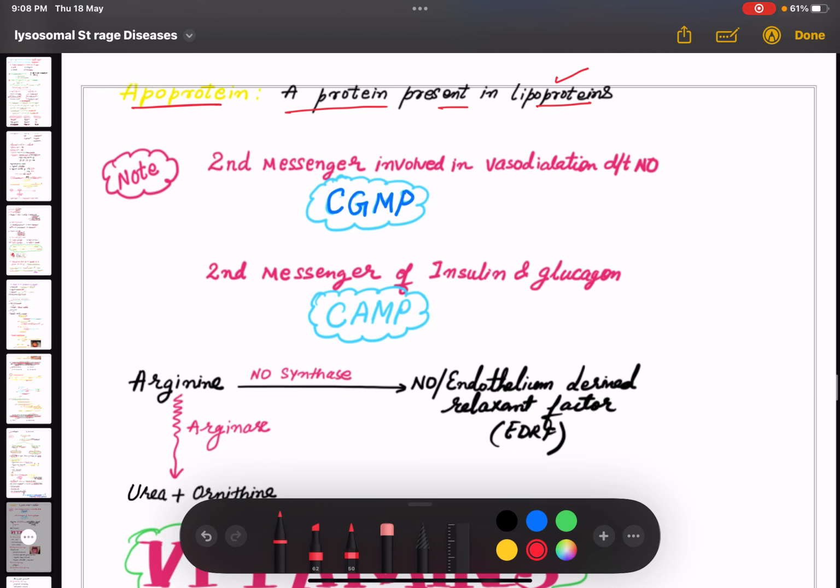See guys, what is the second messenger involved in vasodilation due to nitric oxide? That is cyclic GMP. What is the second messenger of insulin and glucagon? That is cyclic AMP.